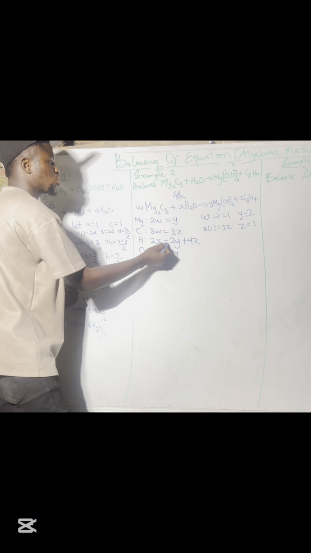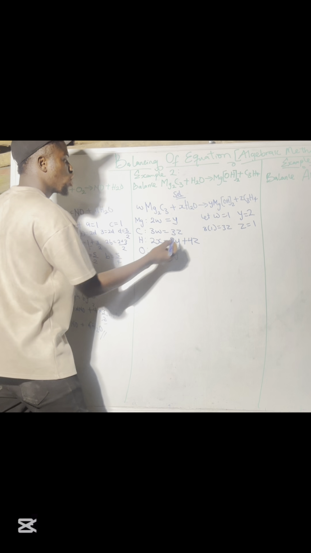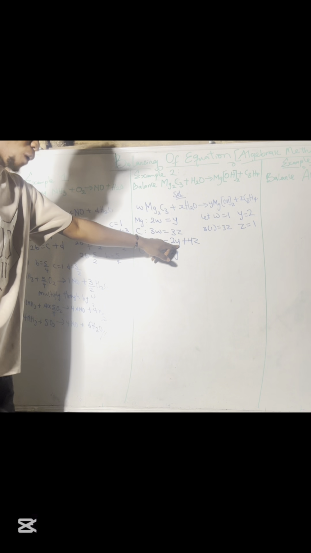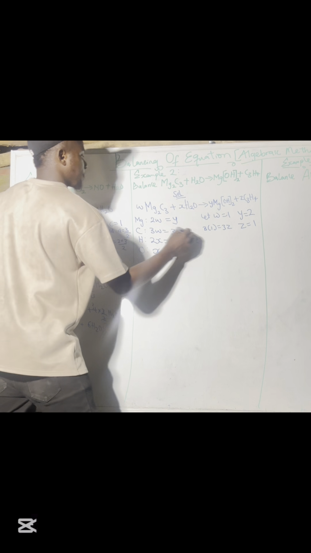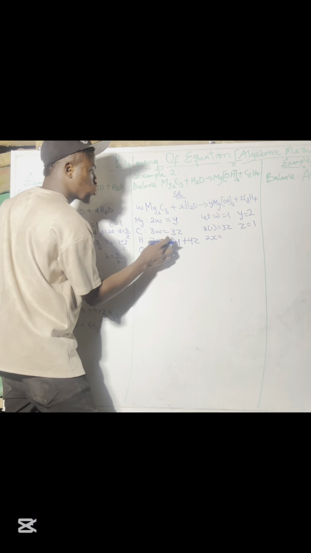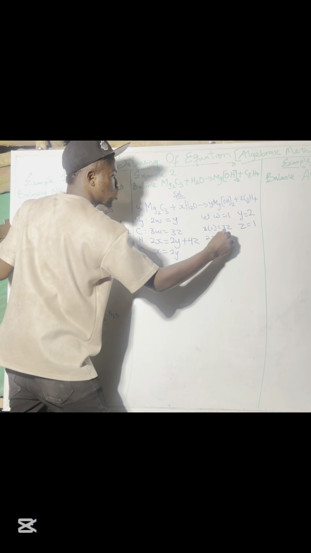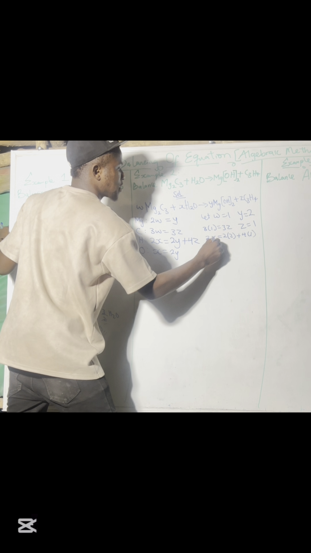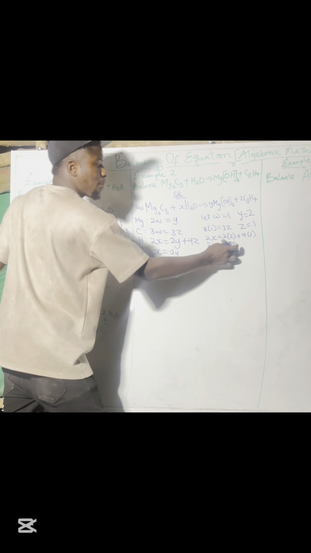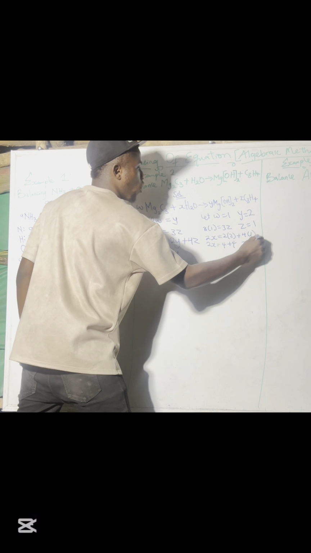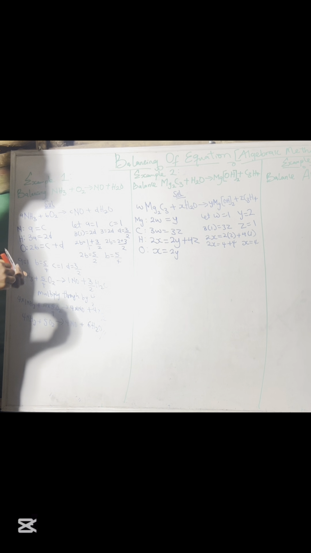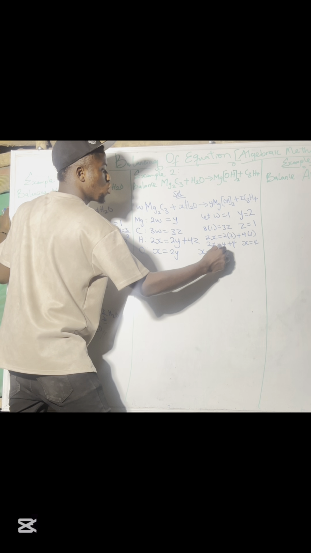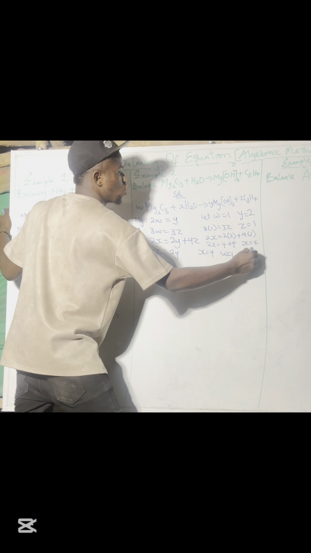Also, guys, 2X equals 2Y plus 4Z, right? I've gotten my Y, I've gotten my Z. So I will just say that 2X equals 2Y. My Y is 2, that is 2 times 2 plus 4Z. My Z is 1, 4 times 1. Then 2X is equal to 4 plus 4, 4 plus 4 is 8. Then X is equal to 4. So this simply means that I've gotten my X to be 4, my W to be 1, my Y to be 2, and my Z to be 1.